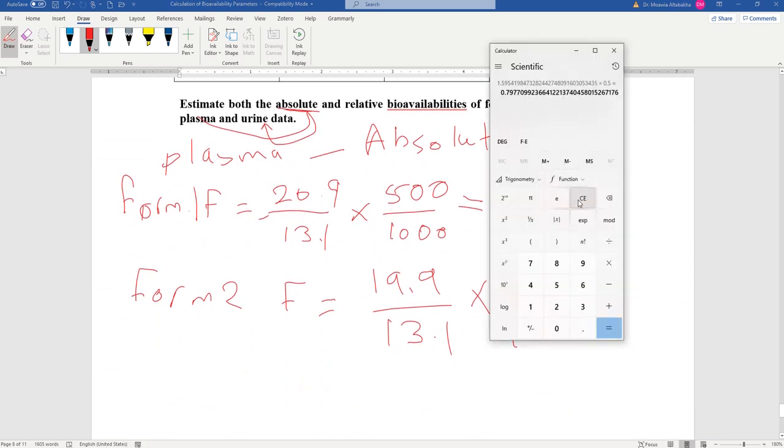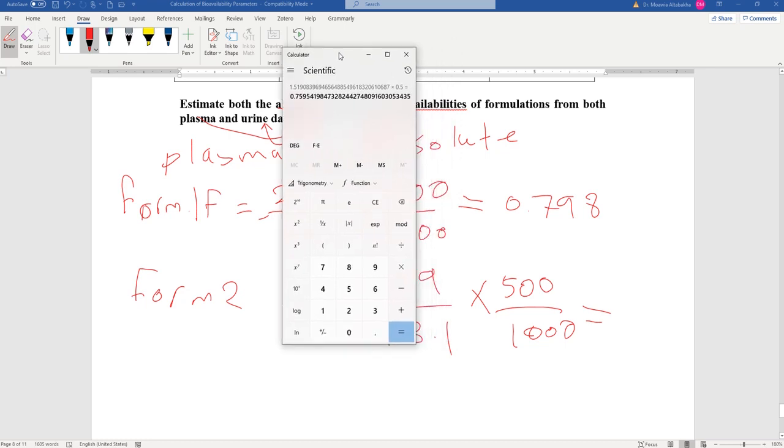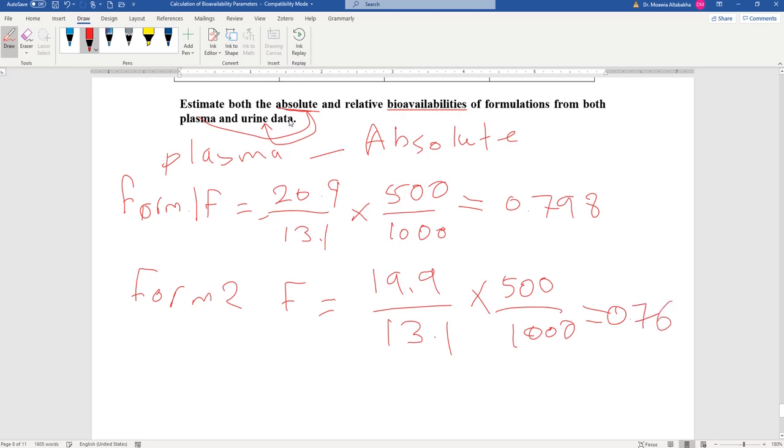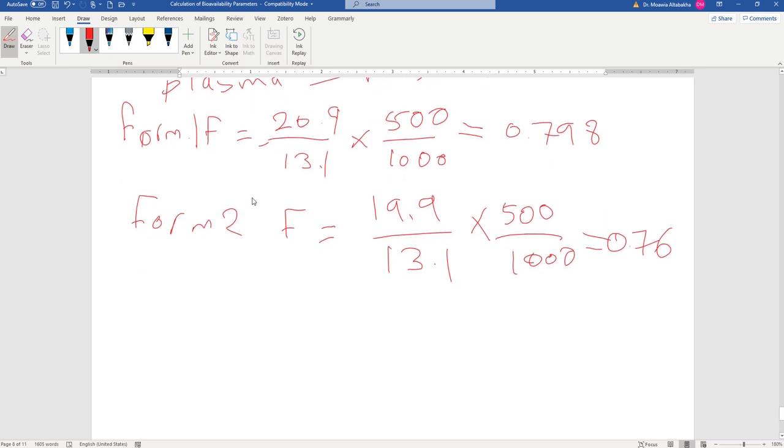Let's try it. 19.9 divided by 13.1 equals, and then multiply it by 0.5. We get a result very close but not the same: 0.75 becomes 0.76. So they are close to each other, but not the same. This was with plasma. Now I want to do the same with urine data.